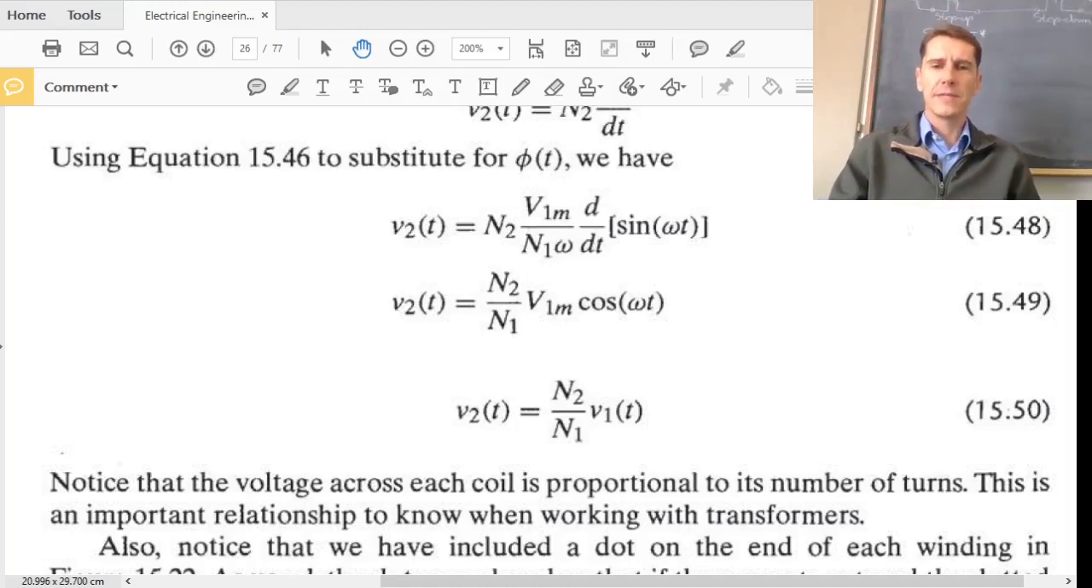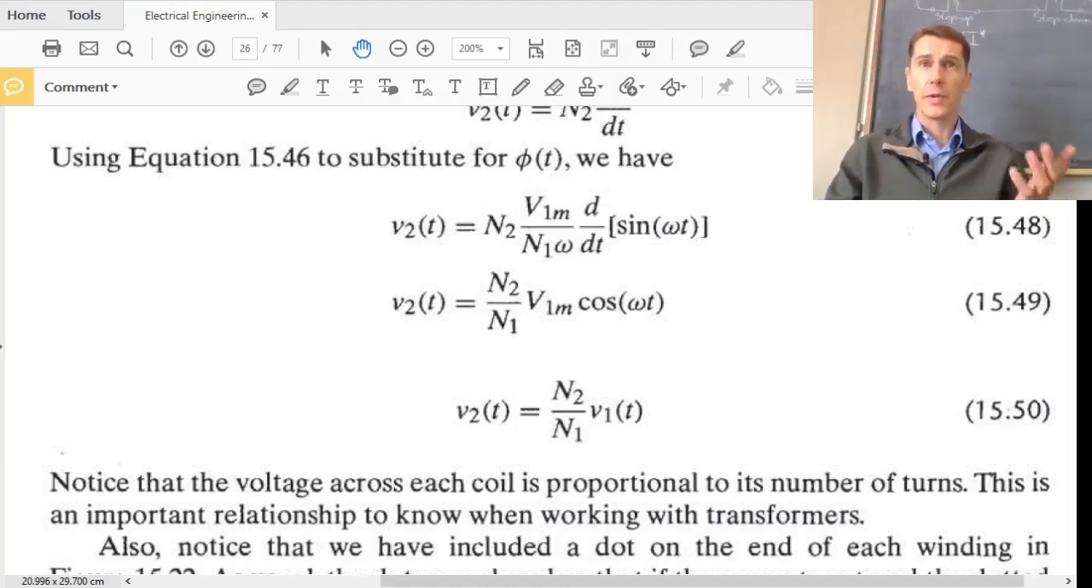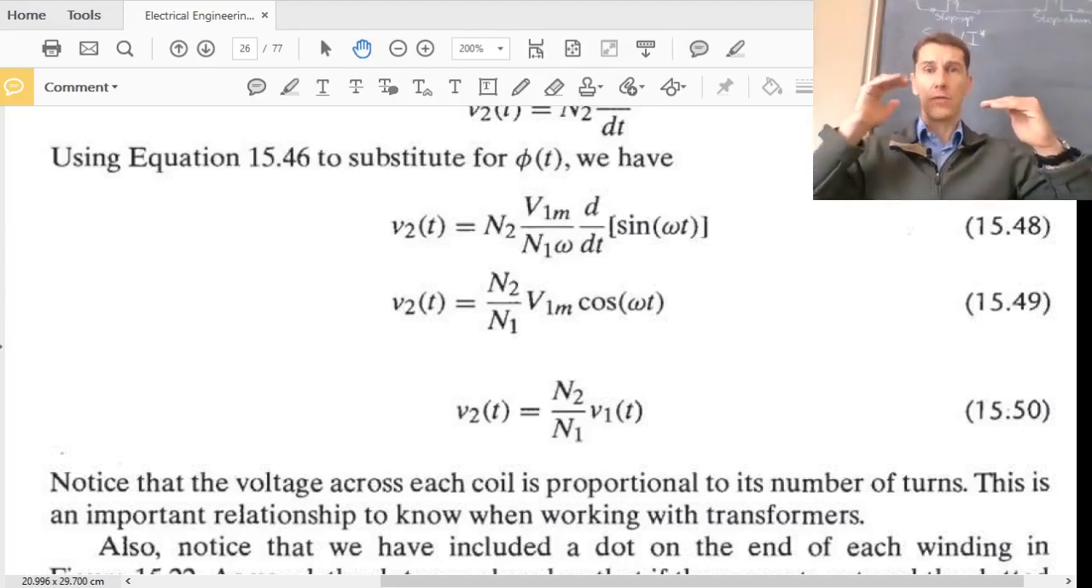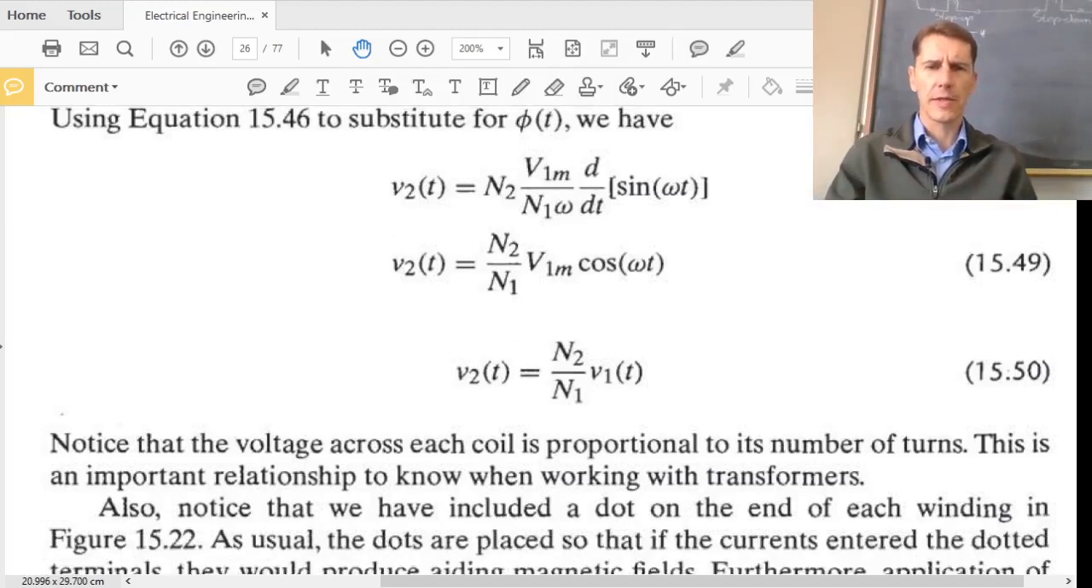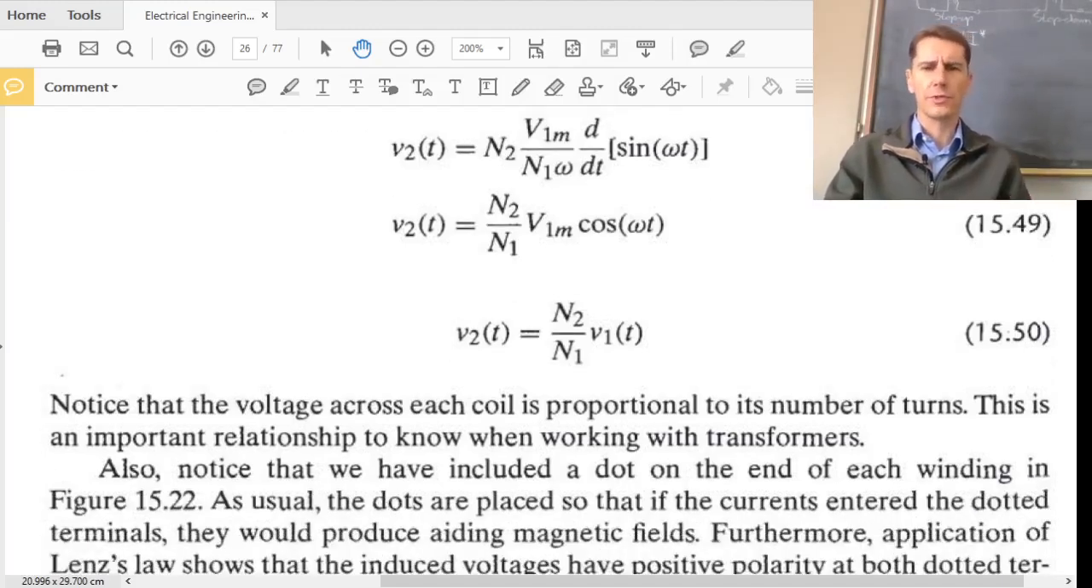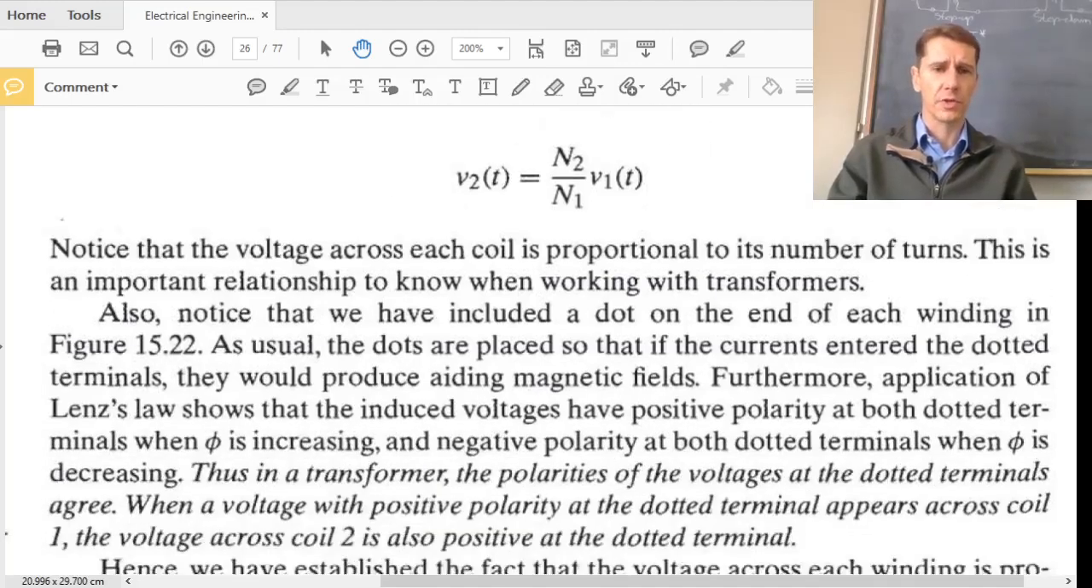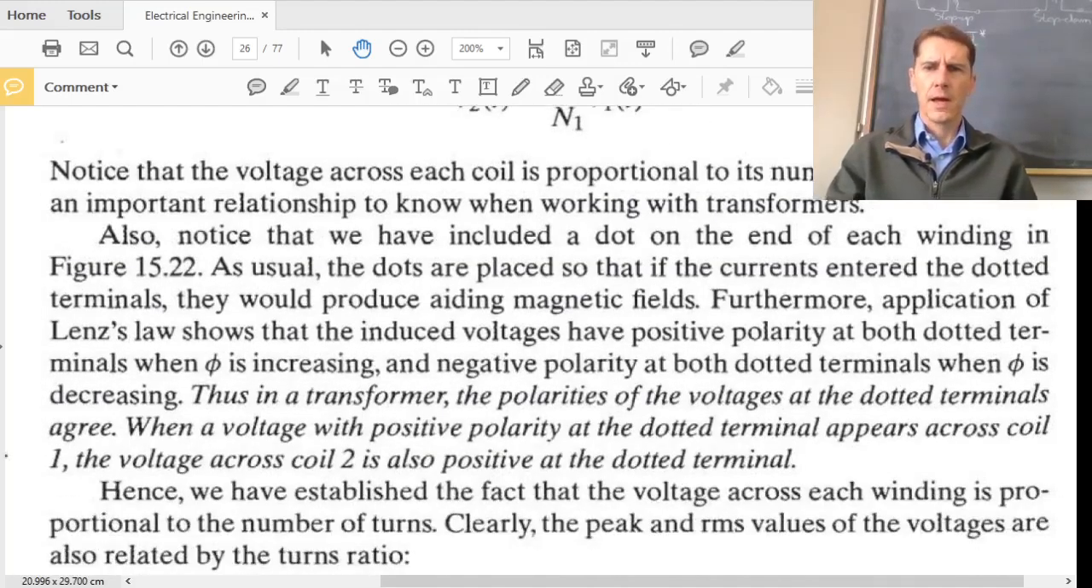Point being over here is that the voltage ratio equals the turns ratio. Notice the voltage across each coil is proportional to its number of turns. So V2 over V1 equals N2 over N1. Those two go together, so if you know the voltage ratio, you've got the turns ratio. That's open circuit voltage, perhaps I should just note.